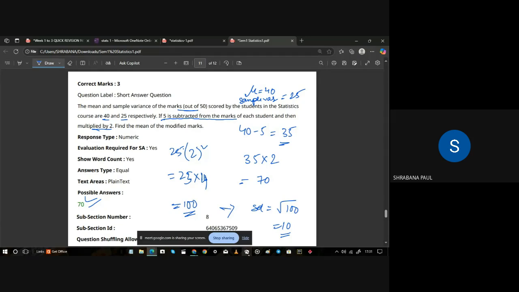Simple. So you can get an idea of how the mean, variance and standard deviation change when adding a constant, subtracting a constant, or multiplying it with a constant, right?